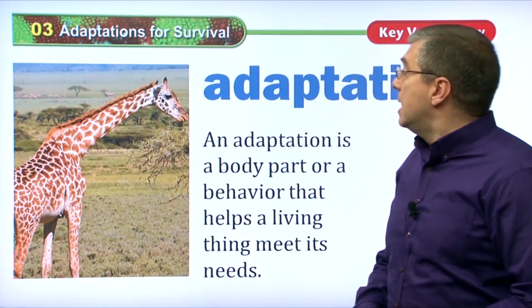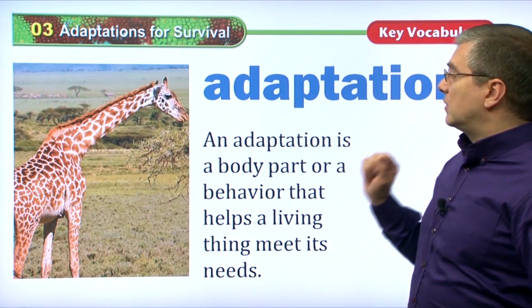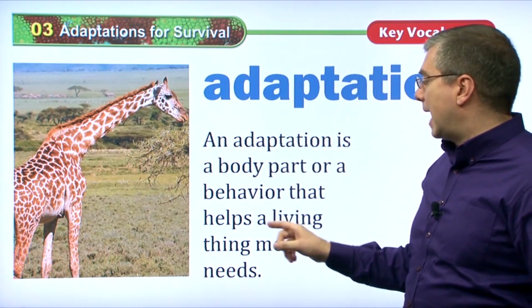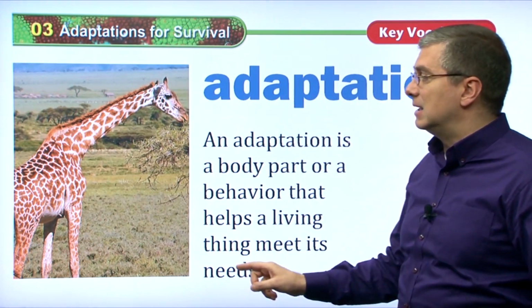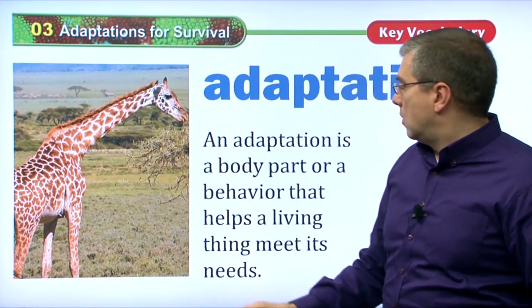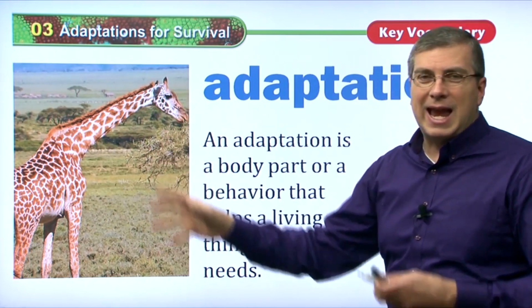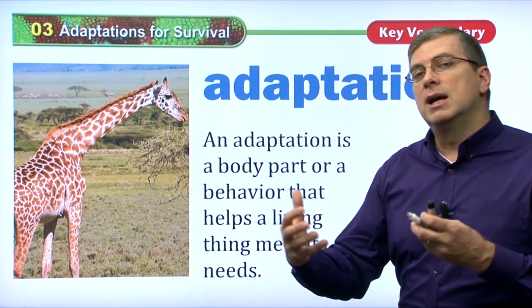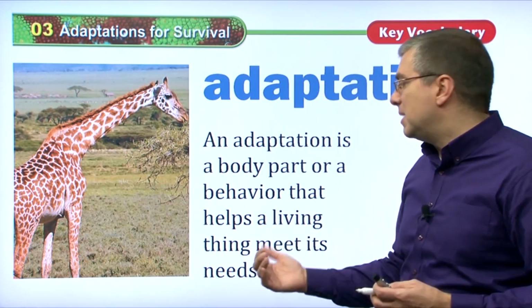Let's take a look. Of course, adaptation I talked about. An adaptation is a body part or behavior that helps a living thing meet its needs. So we have a body part or a behavior that the animal will change as part of its body in order to survive or to meet its needs.